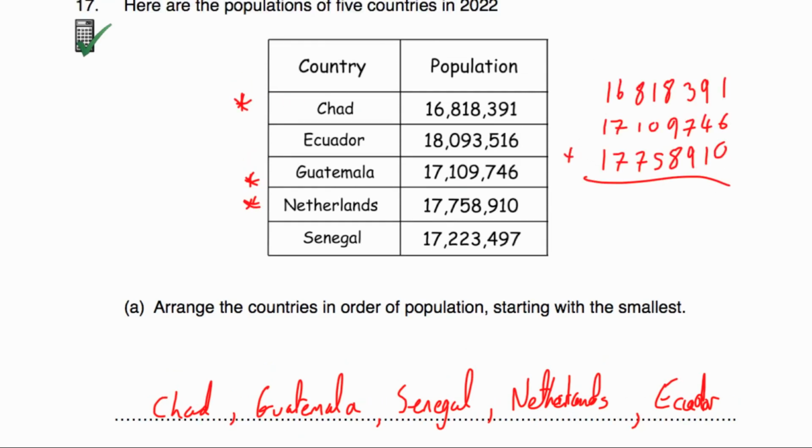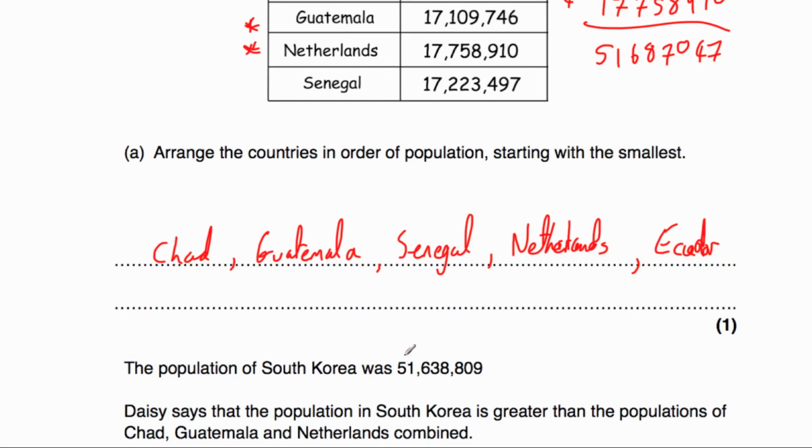So we're going to add those populations together, and the fantastic thing here is it's a calculator question, so let's add them together on our calculator. And when we add those numbers together, we get 51,687,047. And we now need to see if that's bigger or smaller than the population of South Korea. So Daisy said the population of South Korea, 51,638,809, is greater than the population combined of Chad, Guatemala, and the Netherlands.